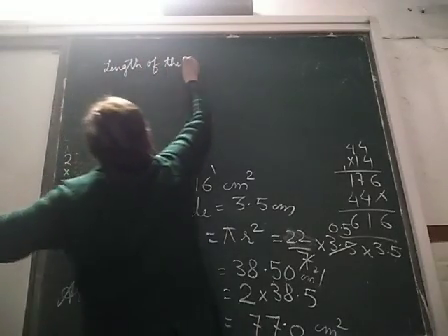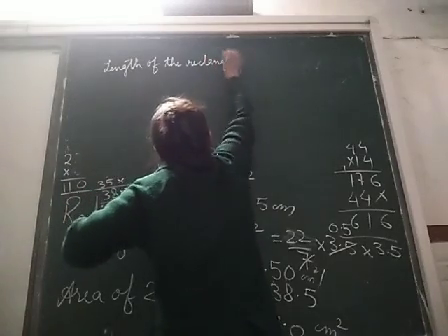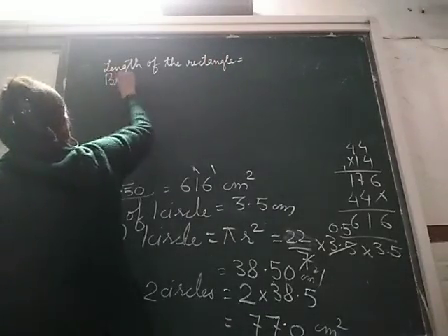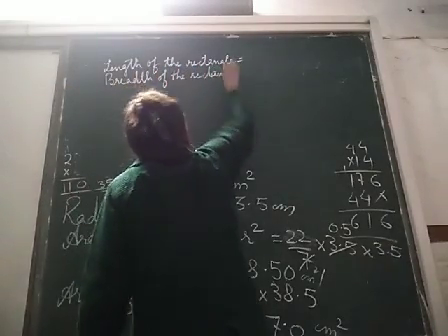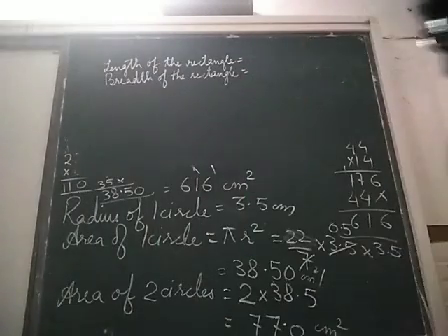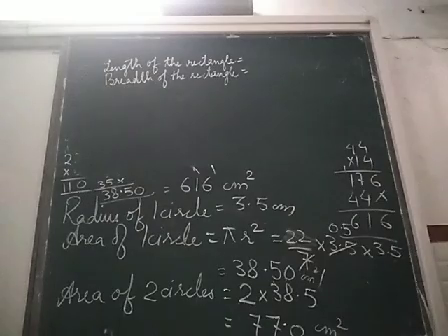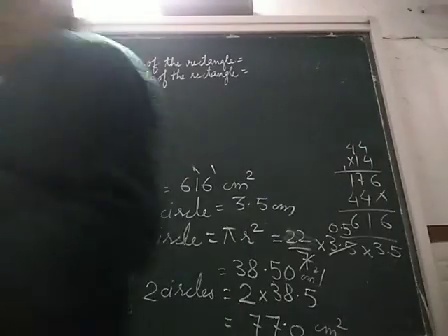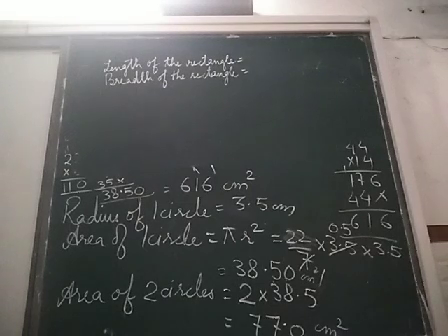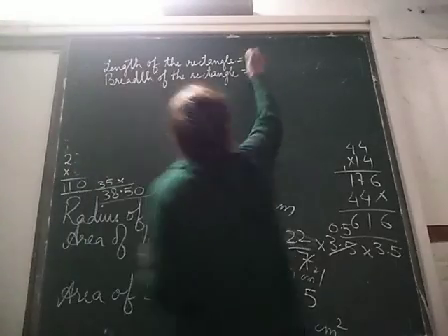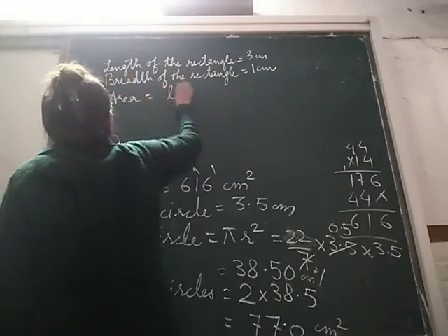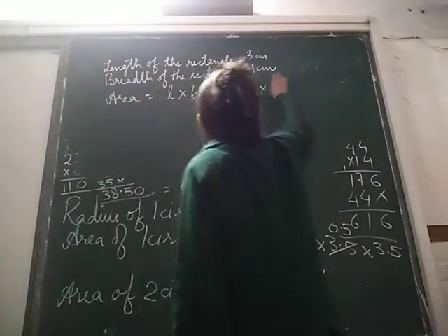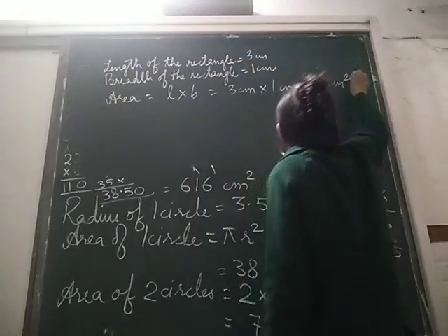Length of the rectangle is 3 centimeter and breadth is 1 centimeter. So we write the area of the rectangle, that is length into breadth, that is 3 centimeter into 1 centimeter, that is 3 centimeters square.